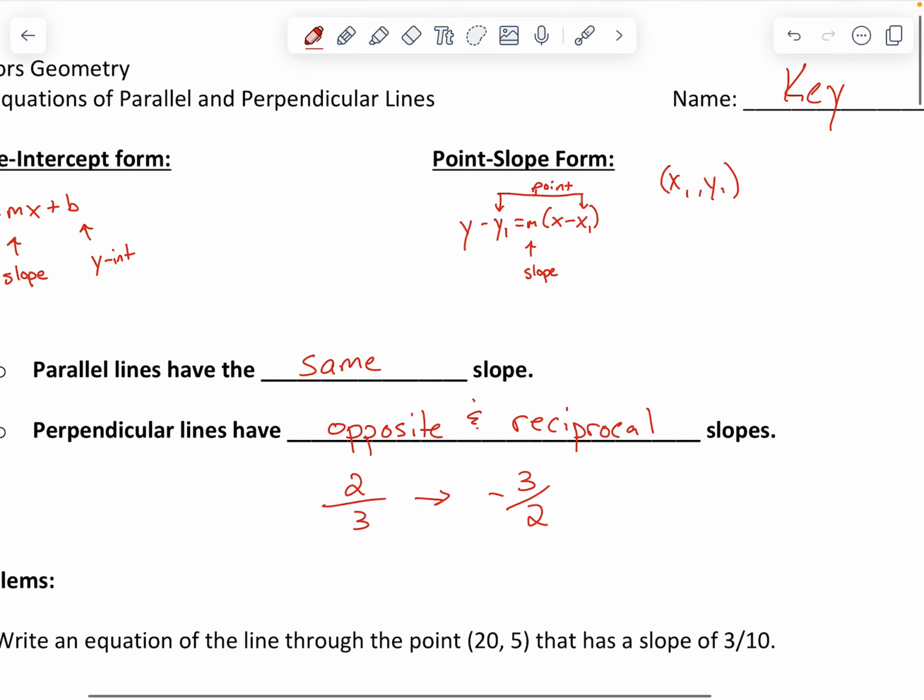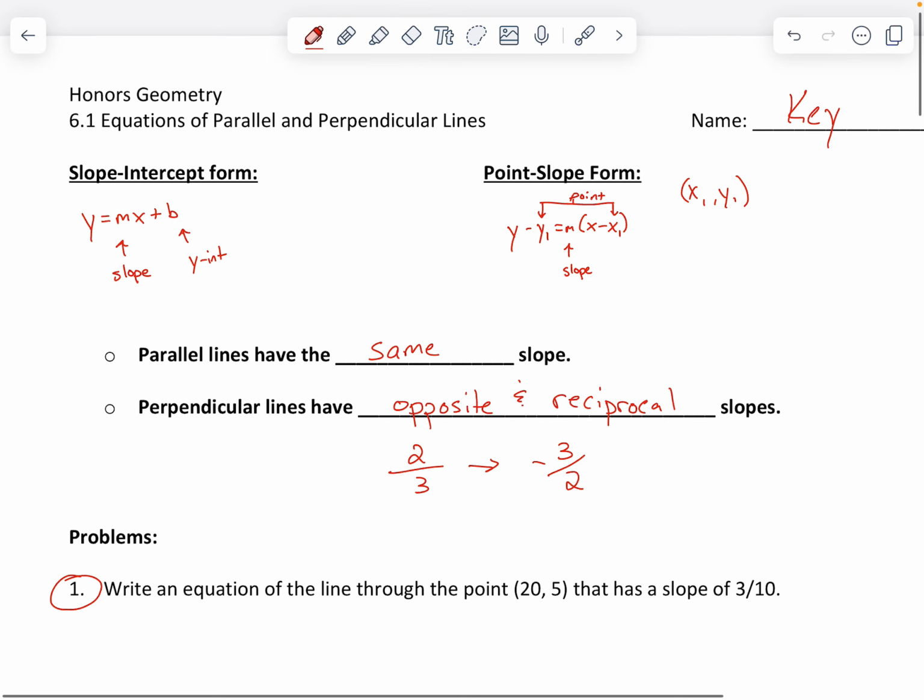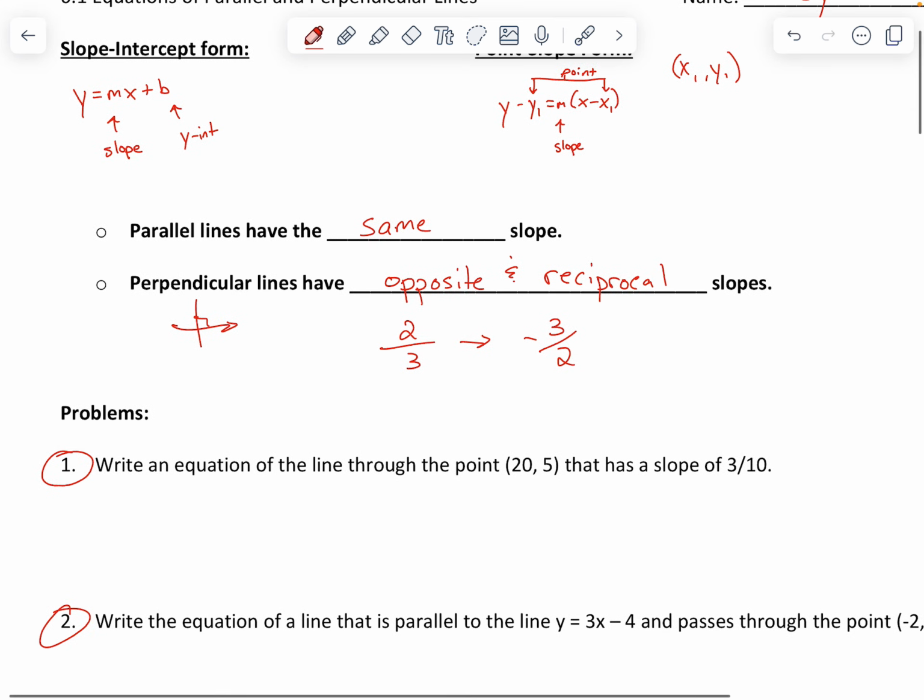So you find that point, whatever it is, and you label it x1, y1, and then you plug it in. Remember that parallel lines always have the same slope, right, versus perpendicular lines. Perpendicular meaning, of course, that they create a 90-degree angle, so they will have opposite and reciprocal slopes, such as 2/3 to -3/2, okay?